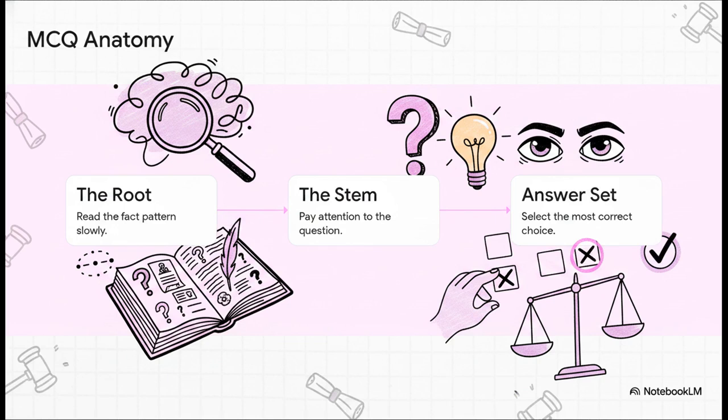Step 1. Read the root. That's your fact pattern. Read it slowly, and whatever you do, do not invent facts. Stick strictly to the page. Step 2. Look at the stem. What exact legal question are they asking you to solve? And step 3. Attack the answer set. Be ruthless. Cross out anything that misstates the law or scrambles the facts.